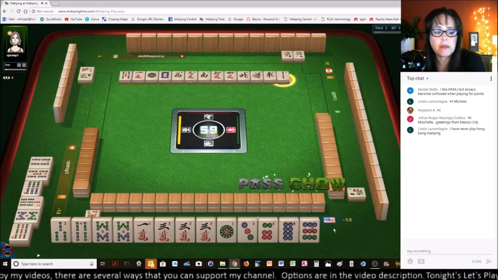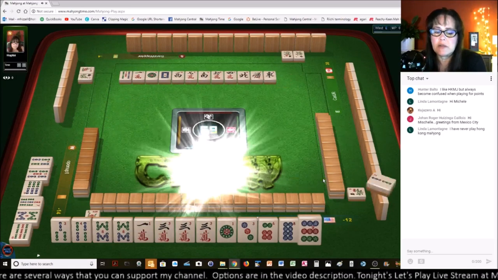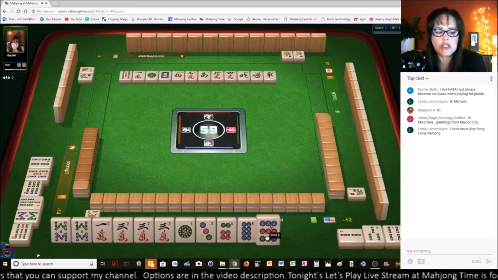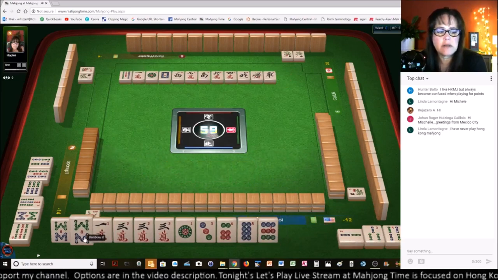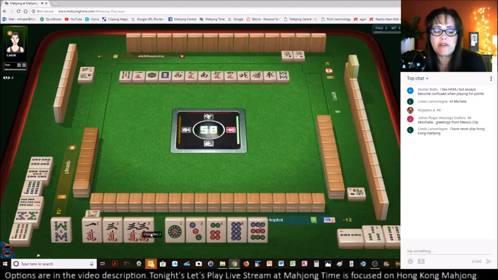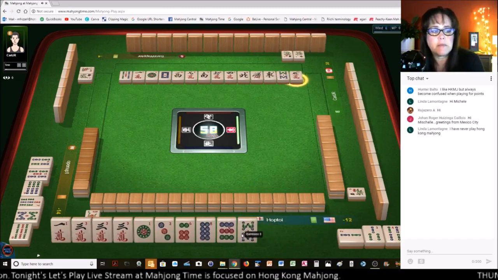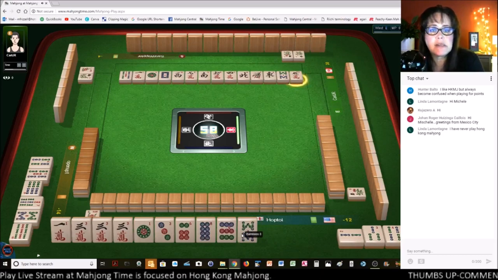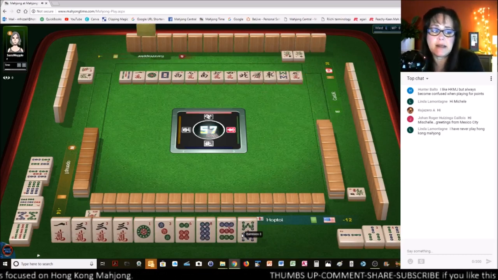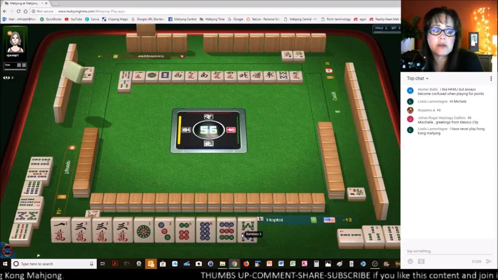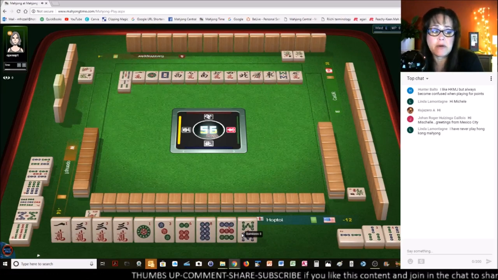2 bamboos. Let's see. Let's just chow. Let's try to hurry this along and chow. So let's get rid of the 8 bam because we already have a pair with the 3 crack. We need something with this 8 bam. So now you have to look and see what's out. Right now, there's a chow out in a 7, 8, 9. So there's also a 6 bam out in a chow too.